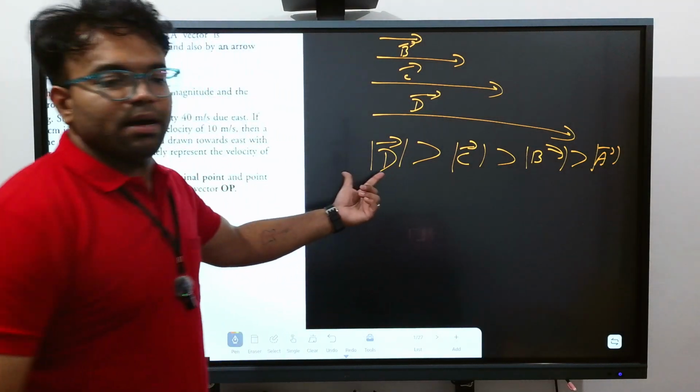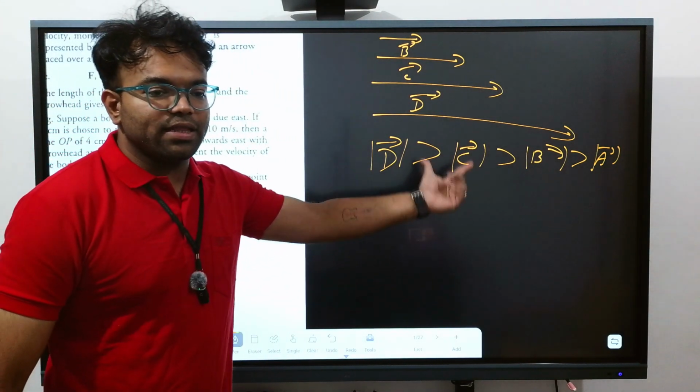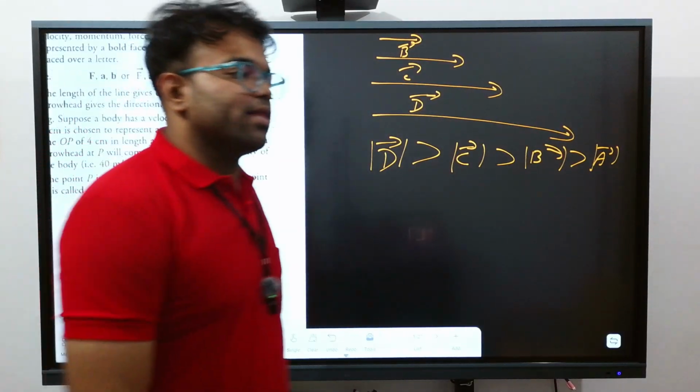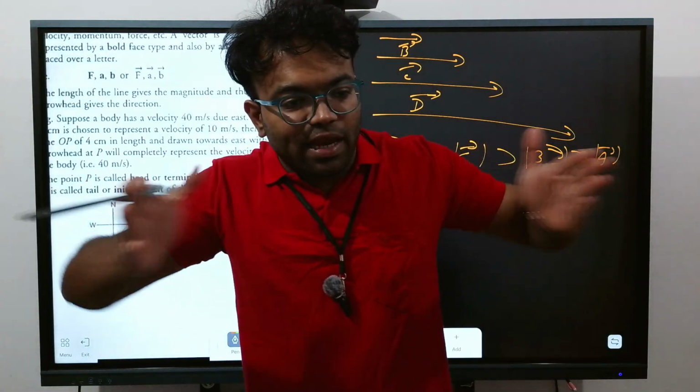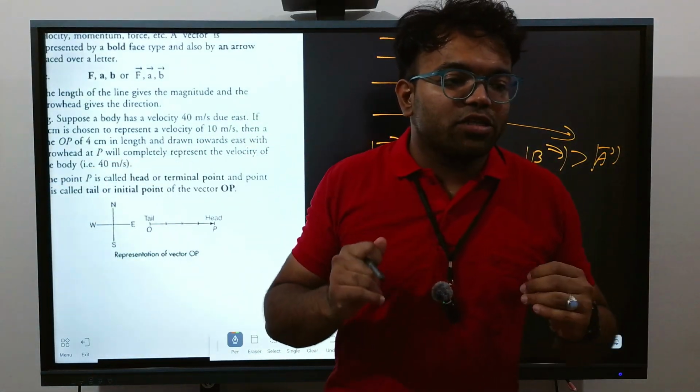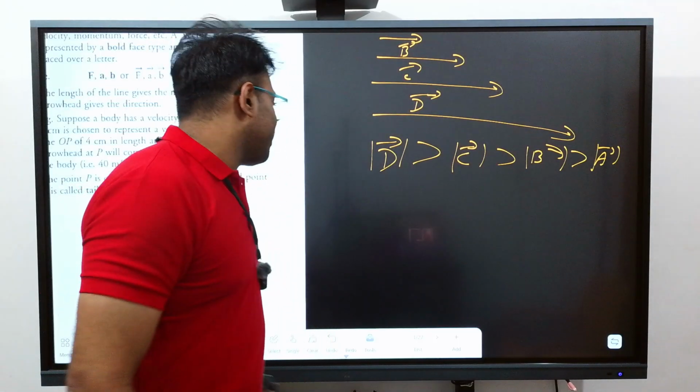Okay, so the modulus sign that I'm putting around these letters is called the magnitude of the vector. So the physical length of the vector is actually representing the magnitude of the vector.